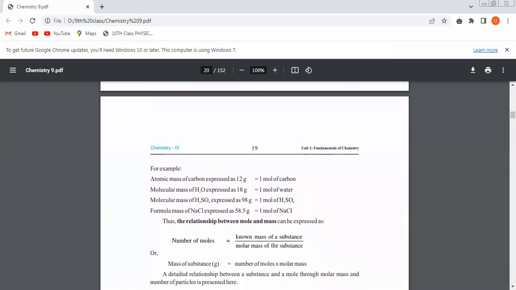For example, the atomic mass of carbon, 12 gram, is equal to 1 mole of carbon. Molar mass of H2O expressed as 18 gram is 1 mole of water. Molecular mass of H2SO4 expressed as 98 gram is 1 mole of H2SO4. Formula mass of NaCl expressed as 58.5 gram is 1 mole of NaCl. Thus, the relationship between mole and mass can be expressed as: number of moles = mass of a substance divided by molar mass of the substance, where mass is in gram. A detailed relationship between a substance and a mole through molar mass and number of particles is presented here, summarizing the relationship between a substance and a mole.